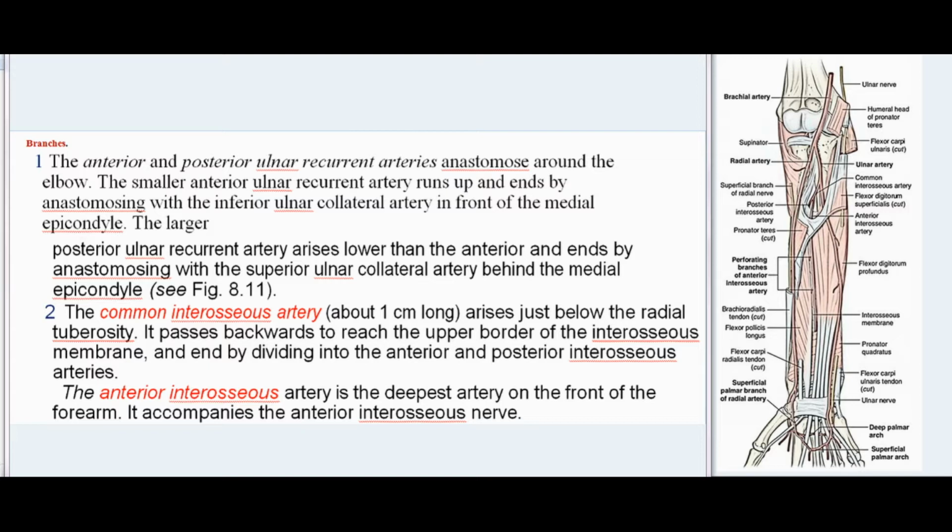The common interosseous artery, about 1 cm long, arises just below the radial tuberosity. It passes backwards to reach the upper border of the interosseous membrane, and ends by dividing into the anterior and posterior interosseous arteries. The anterior interosseous artery is the deepest artery on the front of the forearm. It accompanies the anterior interosseous nerve.